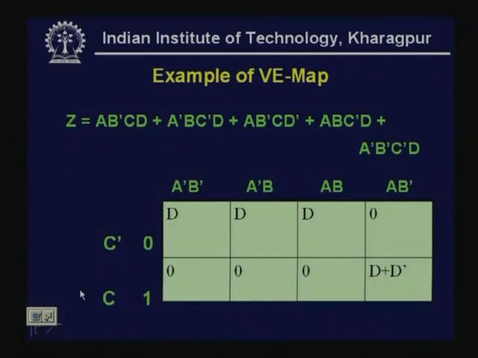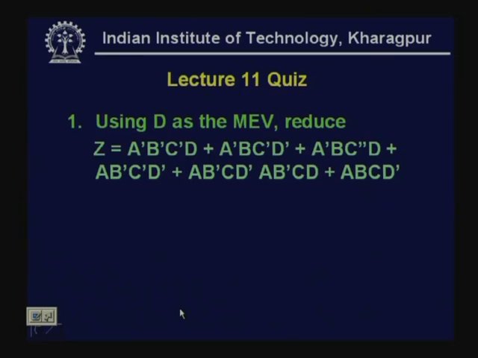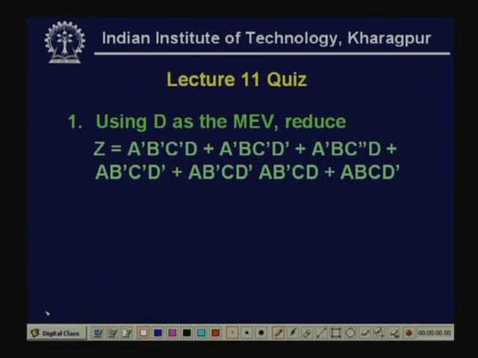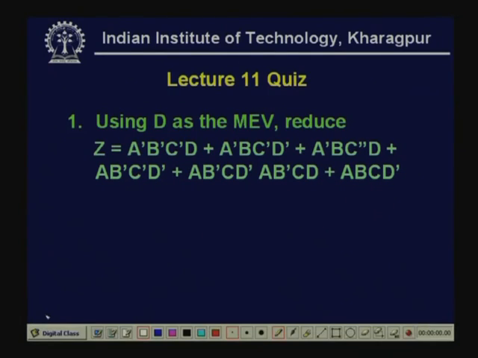Now today's quiz problem: using D as the MEV, reduce Z equal to A dash B dash C dash D plus A dash B C dash D dash plus A dash B C dash D plus A B dash C dash D dash plus A B dash C dash D dash plus A B dash C D dash plus A B dash C D plus A B C D dash.